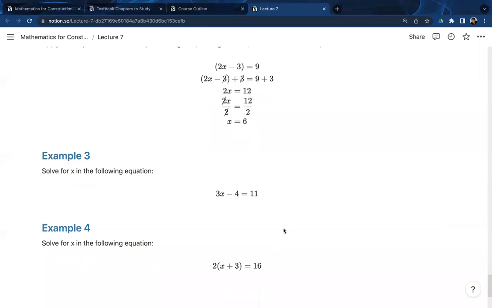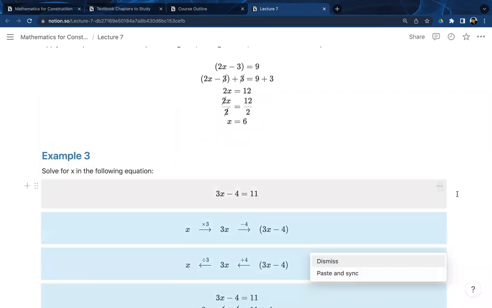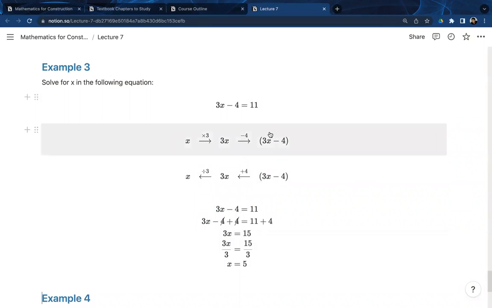So for example 3, let me see. I could just skip some steps here. I could say, okay, I'm not sure what to do first. So let me just do a forward sequence diagram, starting with the unknown and ending with the entire expression that contains the unknown, which is the left-hand side expression. Then just reverse the diagram. And then I know to the equation, I need to add 4 to both sides first. And then I need to divide by 3 on both sides. So I add 4 to both sides, I get 3x equals 15. And then I divide by 3, I get x equals 5.